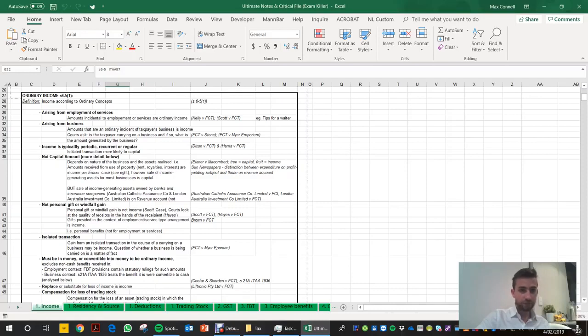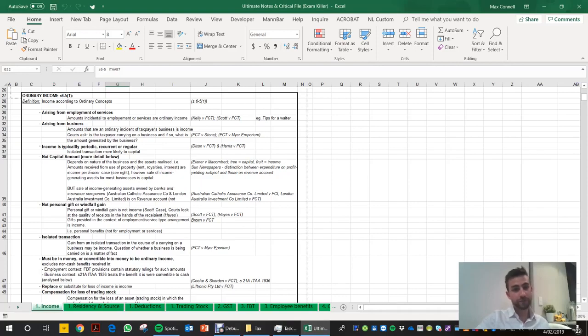So arising from employment of services. Of course, anything like this is ordinary income and it falls under section 6-5. However, in certain exam questions, you also need to use the case reference. So amounts incidental to employment or services are ordinary income. This is also per section 6-5, but the case that set the precedent for that was Kelly versus FCT. So you can kind of see how this is self-explanatory. Arising from business. So business income falls under ordinary income. Income that's typically periodic, recurrent, or regular.